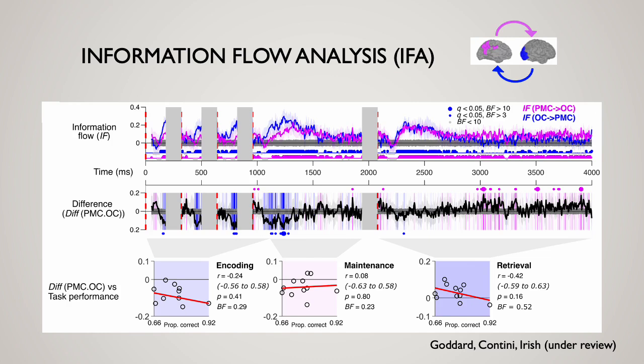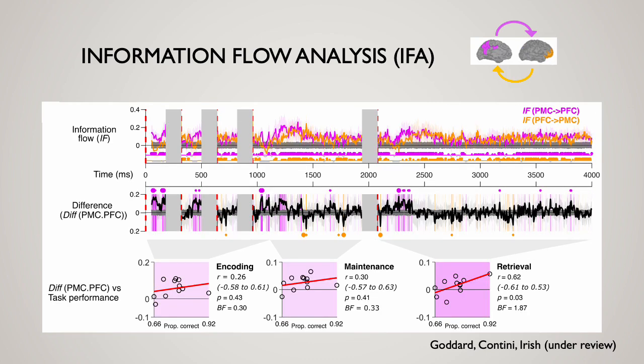But I'm now going to show you the same results for a different pair of regions. This time we're looking at information flow between PMC and prefrontal cortex. Overall, the information flow from PMC to prefrontal was higher than the reverse, and we also saw some evidence that the degree of this dominance was correlated with better task performance across individuals.